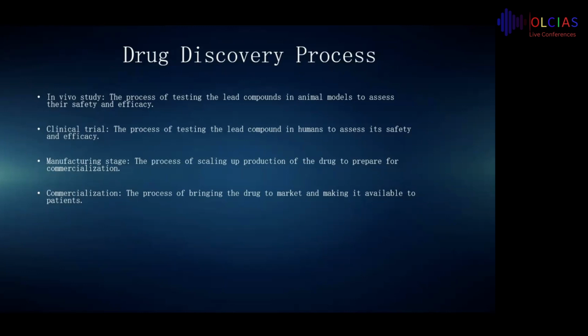In the manufacturing stage, once the drug has passed the clinical trials and has been approved for use by regulatory agencies, the next step is to scale up production to prepare for commercialization. The manufacturing stage involves developing a process for producing the drug at large volumes while maintaining consistent quality standards. This often involves collaboration with contract manufacturers and regulatory agencies to ensure compliance with regulatory guidelines.